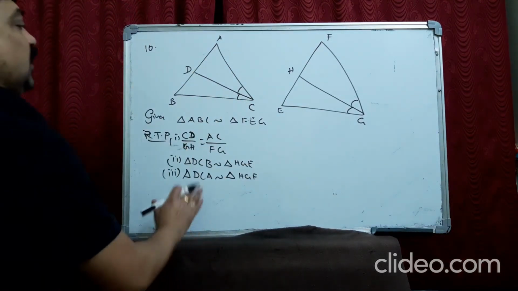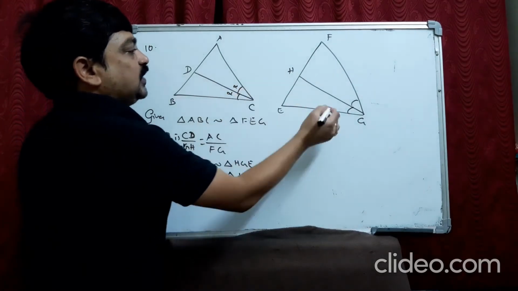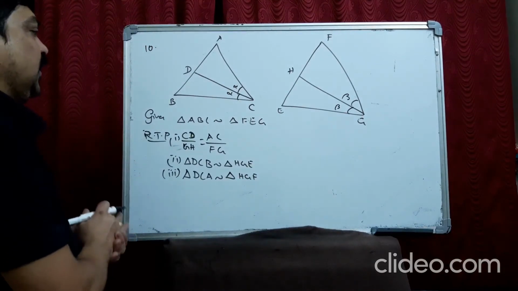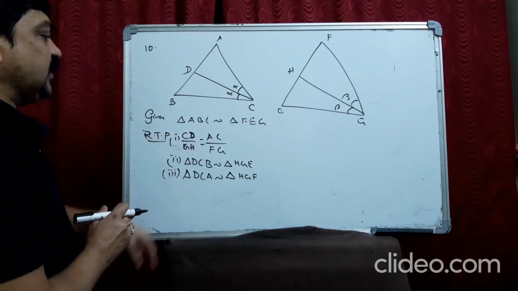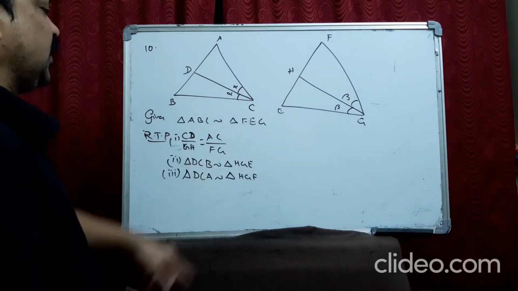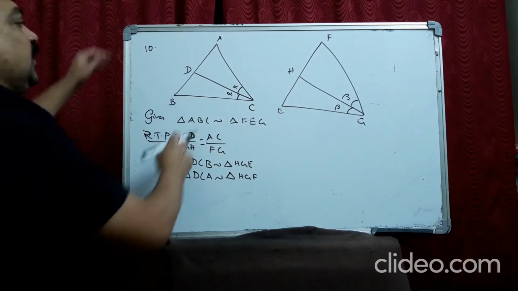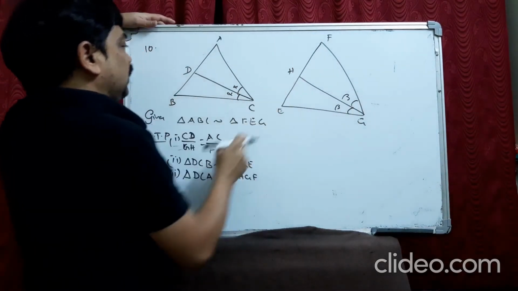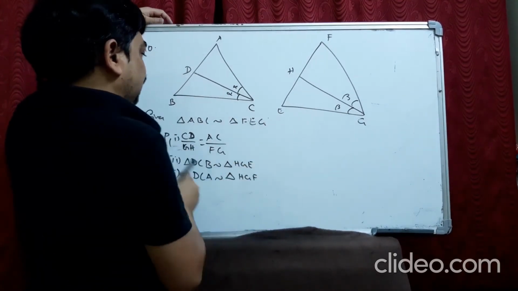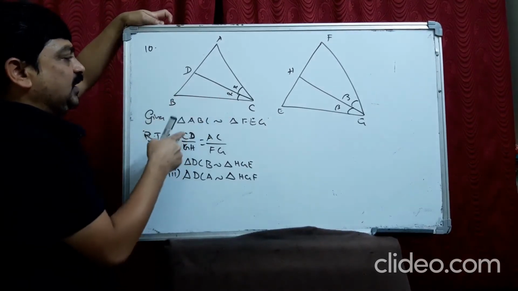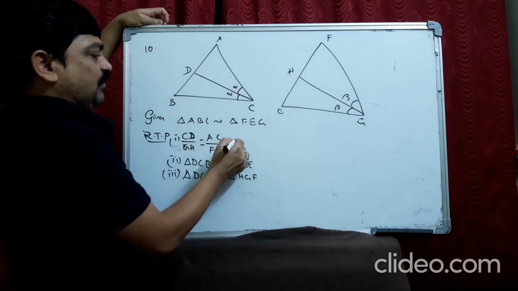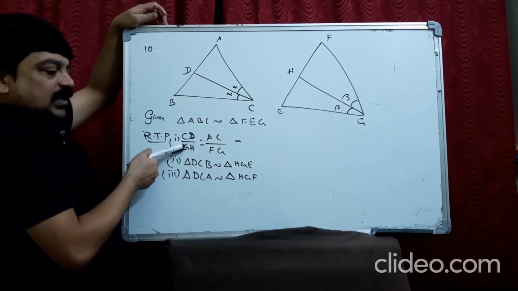Now these two angles are same, alpha. Let us take beta. These two angles are same. Now, you are asked to prove that CD by GH equals AC by FG, and also triangle DCB is similar to triangle HGE. Before going to CD by GH and AC by FG, we prove the last one first. First we prove these two.